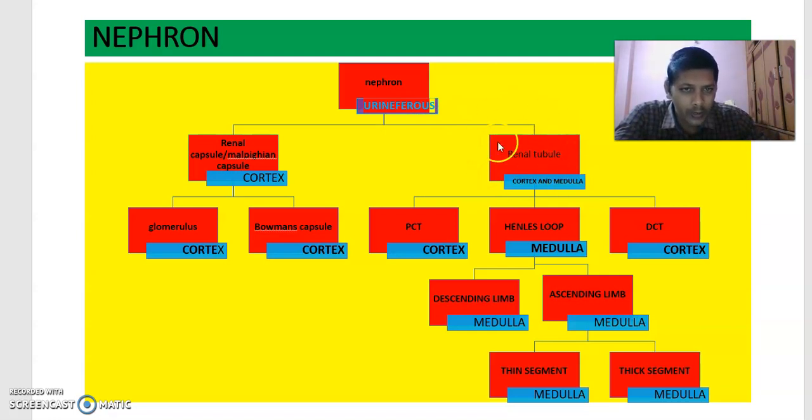In this part, we are going to learn the renal tubule, which is present in the cortex and medulla: PCT, DCT. All these things we are going to discuss. Then one collecting duct also we are going to discuss here.